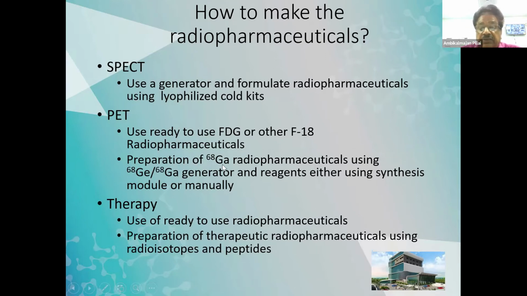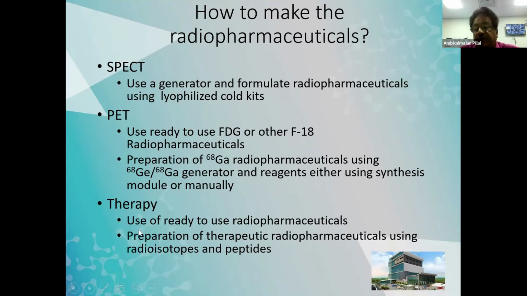Whereas when it comes to the preparation of the gallium-68 radiopharmaceuticals, we again prepare from a germanium gallium generator. And then, unlike using the lyophilized kits in the case of technetium, we are generally preparing these radiopharmaceuticals using the peptide, the buffer, and the generator eluted gallium. So there is a bit more complication in making gallium radiopharmaceuticals, because there is a little more responsibility with the radiopharmacist to get the good product. Whereas here, for making technetium radiopharmaceutical, if the kit is good, the radiopharmaceutical will be made in a good manner.